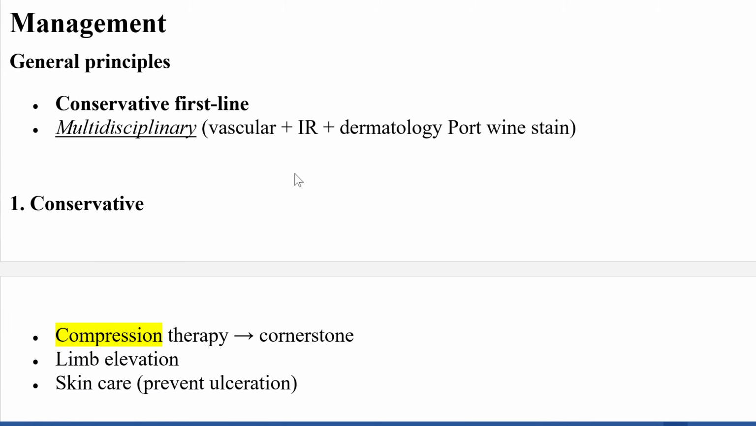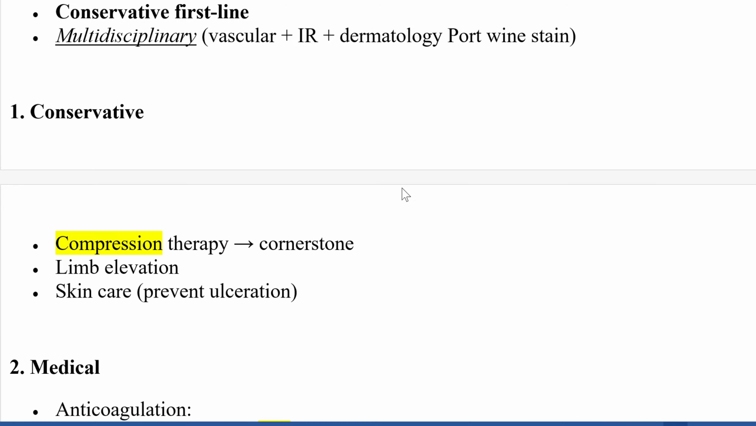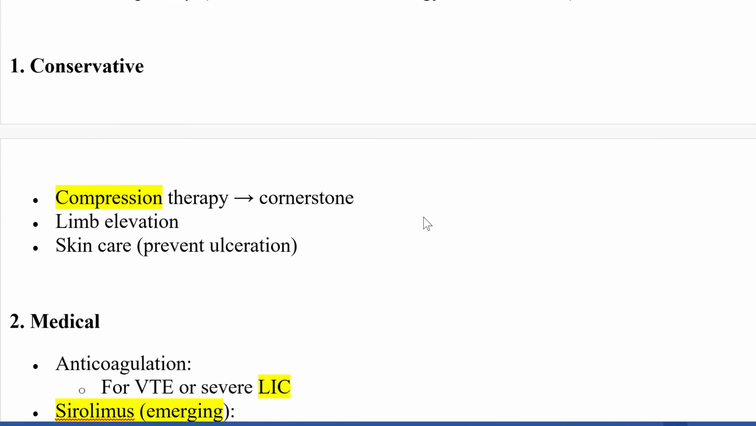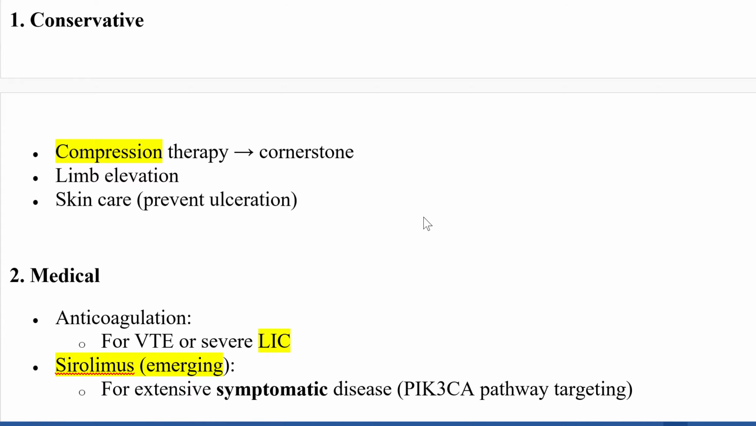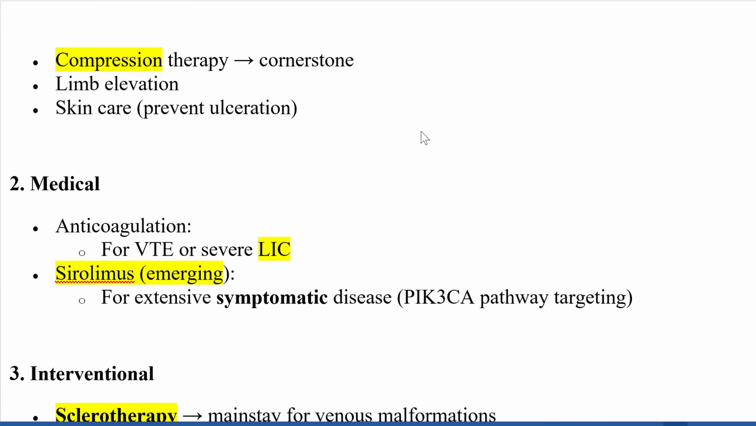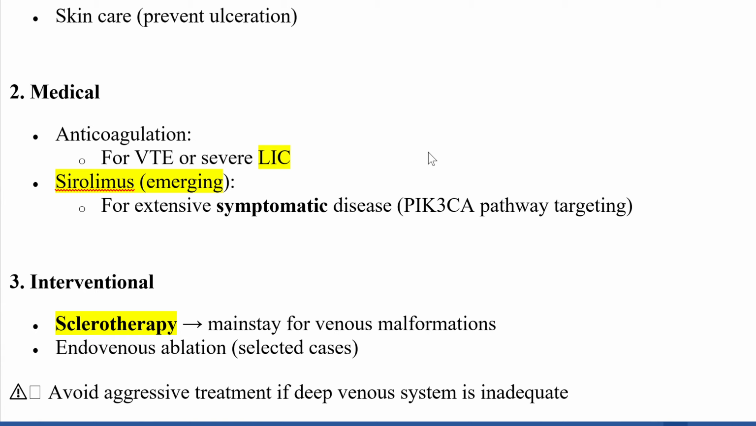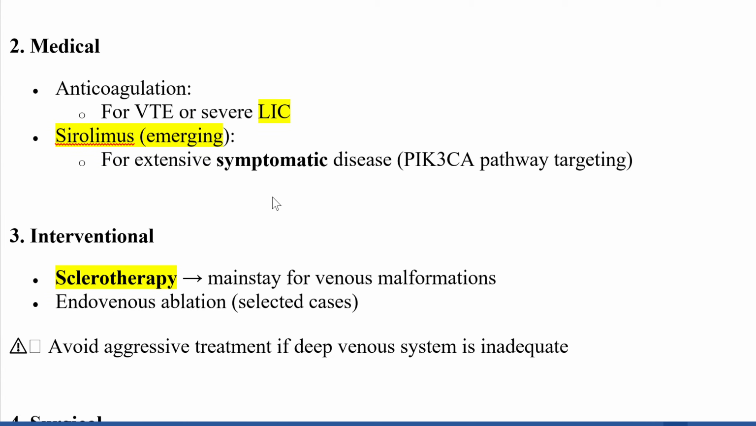Treatment is multidisciplinary: vascular surgery, interventional radiology, and dermatology for the port wine stain. Conservative treatment is the cornerstone, with compression therapy for the varicose veins. Medical treatment: in rare cases, we may give anticoagulation or prophylaxis against DVT. Sirolimus is rarely indicated, in extensive symptomatic patients.